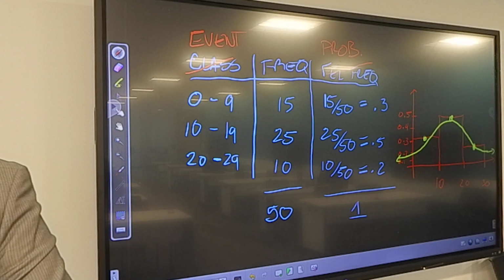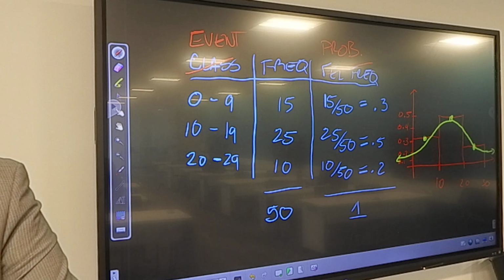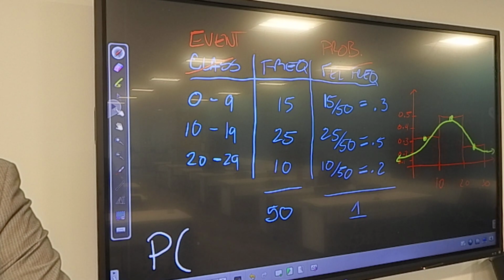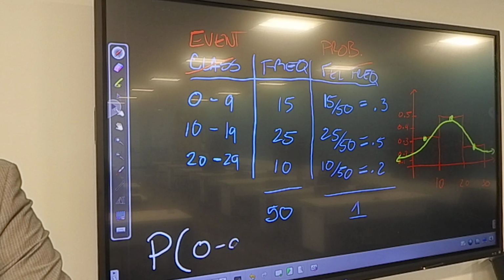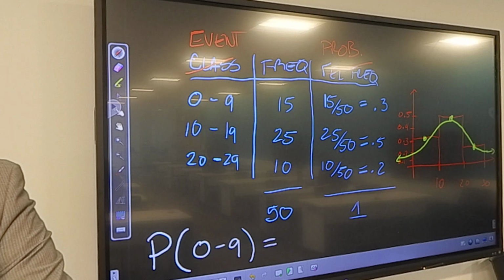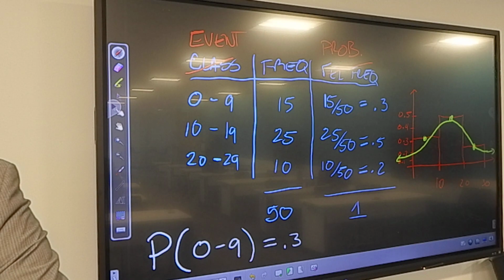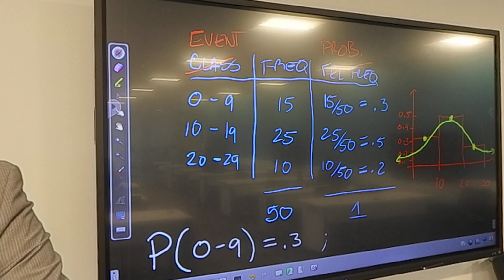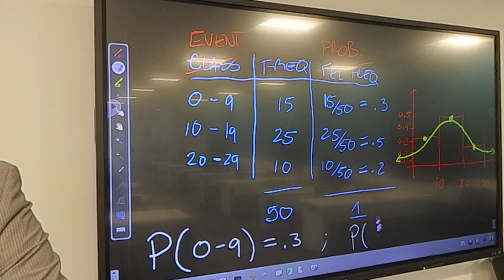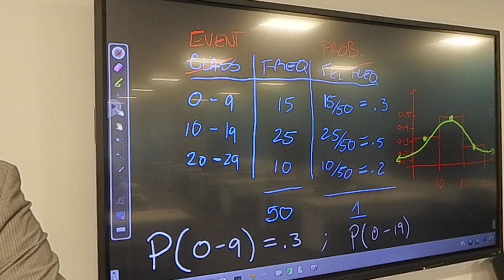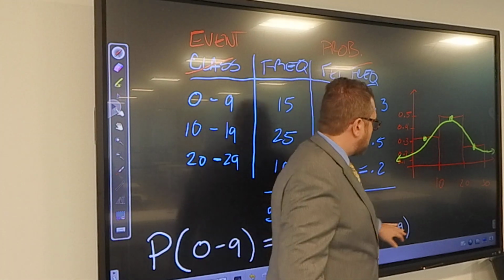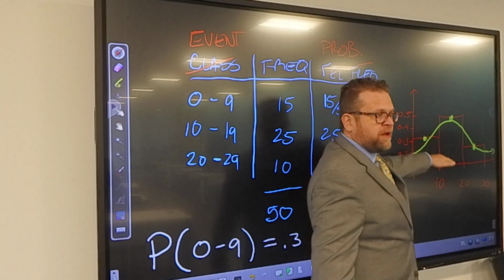All right, and we can ask easy questions like, what is the probability? Let me give you some notation. What is the probability, P for probability, of the event 0 to 9 minutes commute? And your answer is 0.3. Okay. What about if I changed it to the probability that the commute was 0 to 19 minutes? It's both of them added together. Right. So it's the height of this bar and the height of this bar.